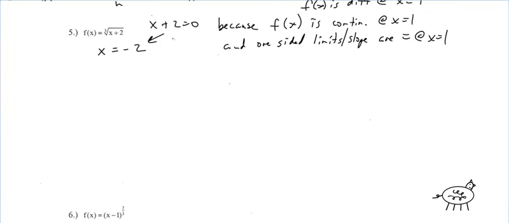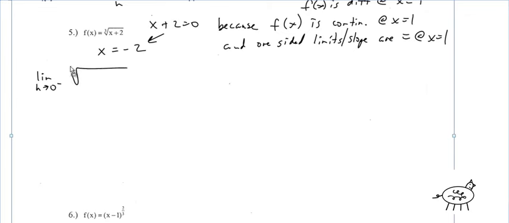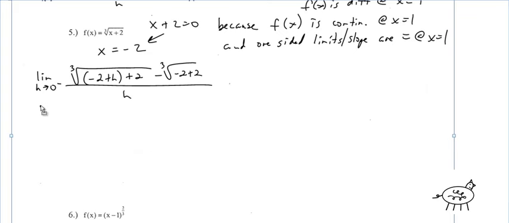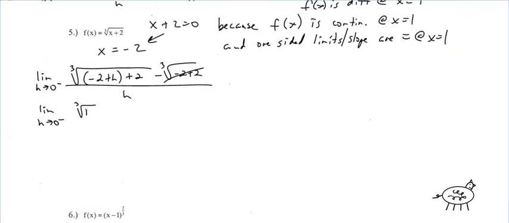All right, so let's find the derivative on each side. So we're going to do the limit as h approaches 0 from the negative side of the cube root of negative 2 plus h plus 2 minus the cube root of negative 2 plus 2 all over h. So you get the limit as h approaches 0 from the negative side. Well, this cancels, right? Because the cube root of 0 is 0. And then negative 2 and the 2 cancel, so I just actually get the cube root of h over h.